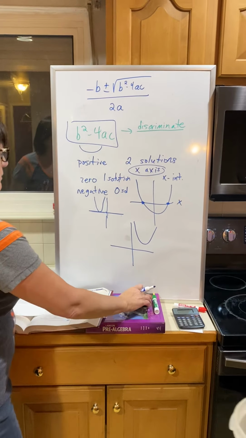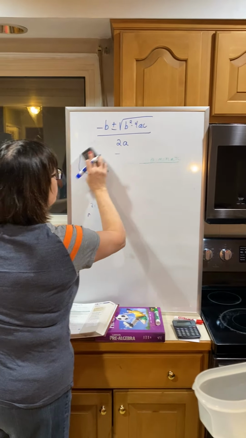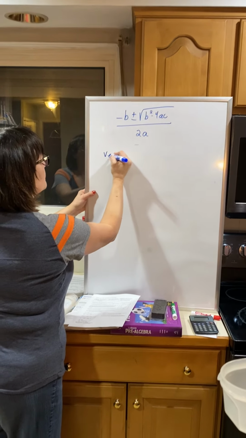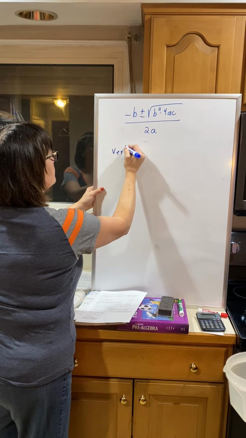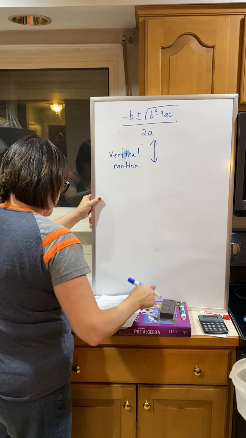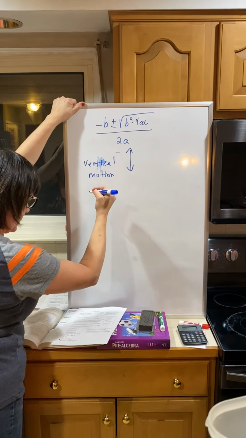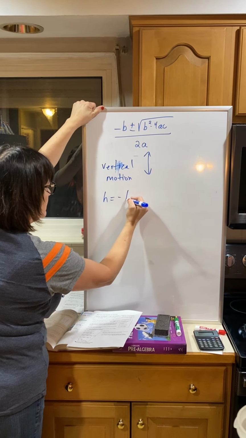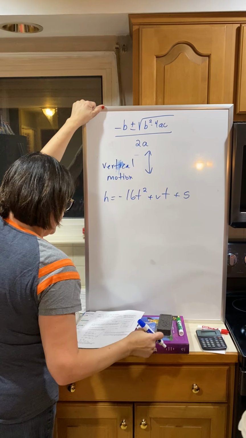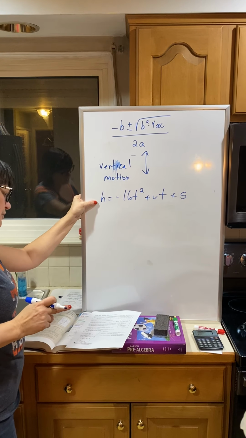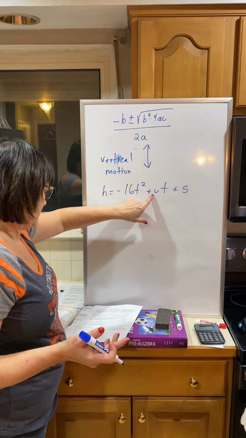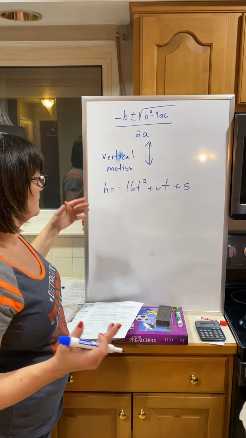Now, how do we use this in real life? We're going to do a vertical motion problem. Vertical is up and down. We have a formula: h equals negative 16t squared plus vt plus s. h is the height you're trying to reach, t is the time in motion, v is the initial velocity, and s is the initial height.